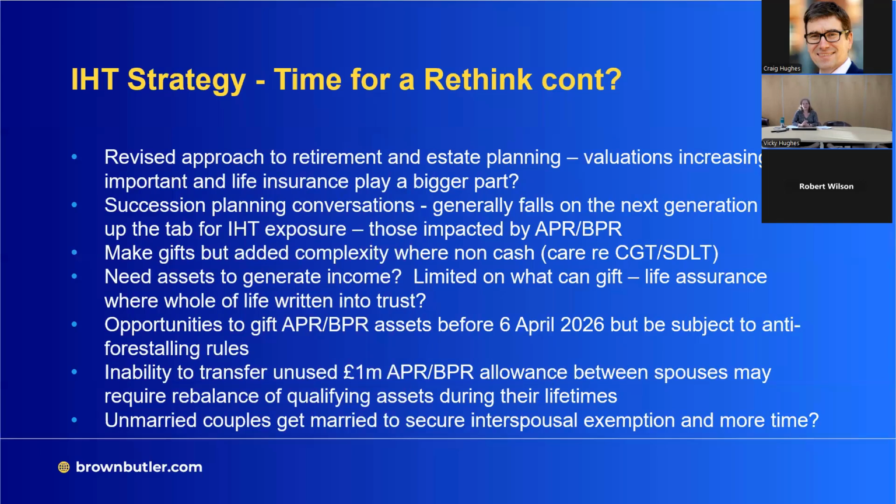A reminder here that the £1 million allowance is not able to be transferred if it's not used on lifetime gifts or on your estate on death. So it's not like the nil rate band that transfers to a surviving spouse, for example. So that's something that couples need to think about to try and maximise the amount of relief that they can get as a combined unit. And that may involve rebalancing assets between married couples during their lifetime.